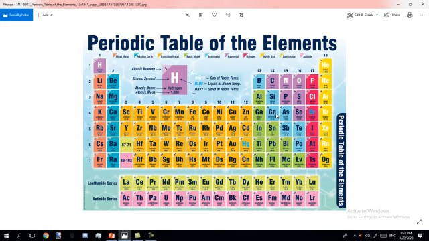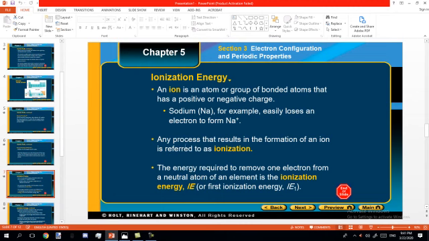So to remove the electron you need more and more energy, because it's difficult to remove an electron from the atom. So when you move from left to right in the period, the atomic size decreases, the size becomes smaller, so it's difficult to lose the electron, so you need more and more energy, which is called the ionization energy. So what is the ionization energy? The energy required to remove one electron from a neutral atom of an element is the ionization energy.